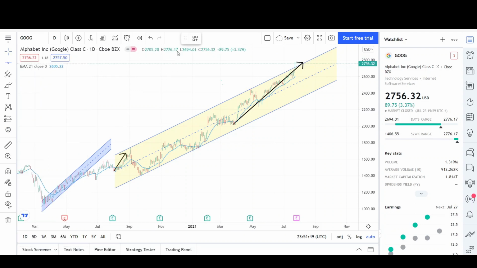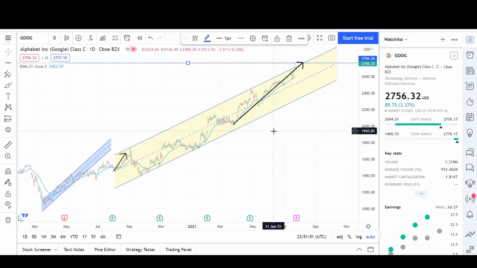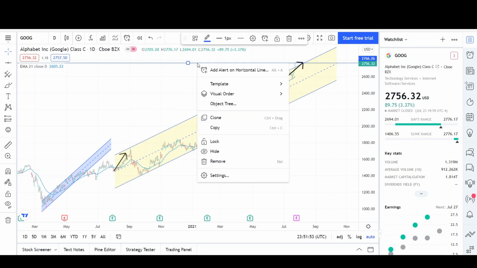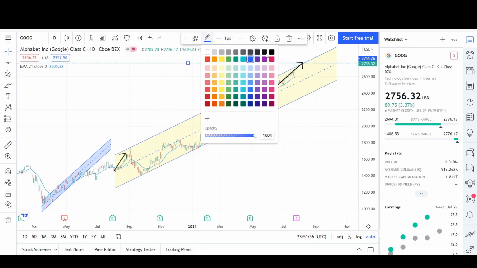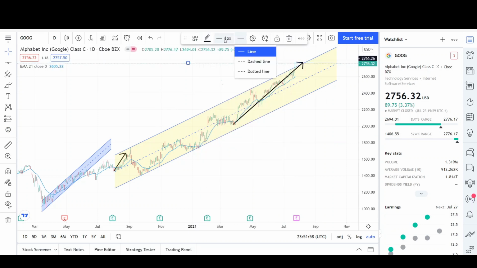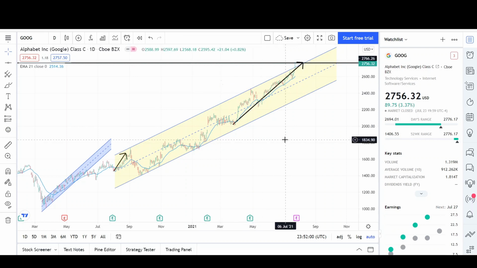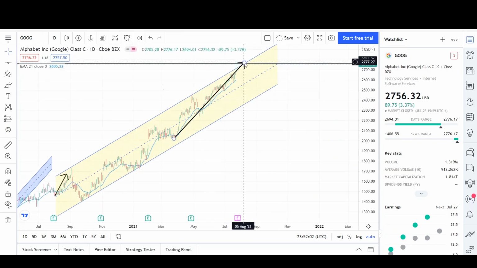I'm going to put a horizontal line there. That's where the arrow points, and I put a horizontal line there. Let's change the color, make it black. Let's make it a little wider. So there you go. So price met it.